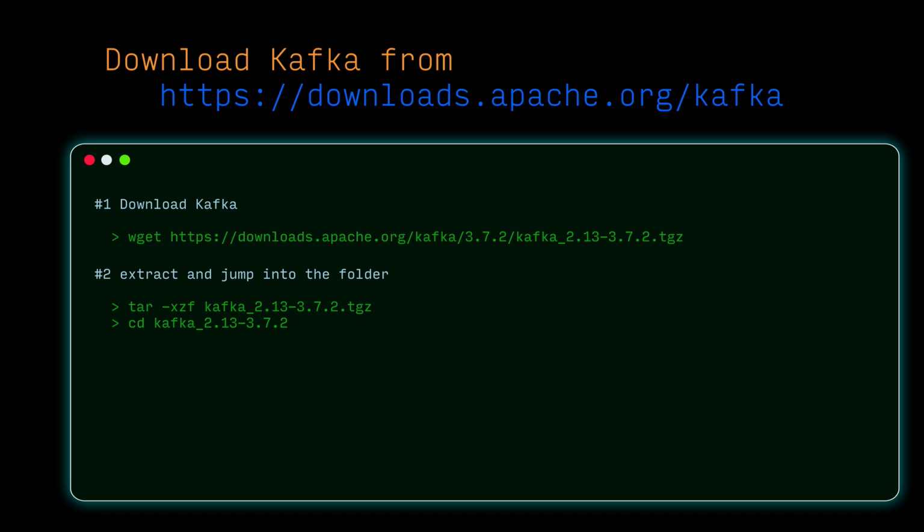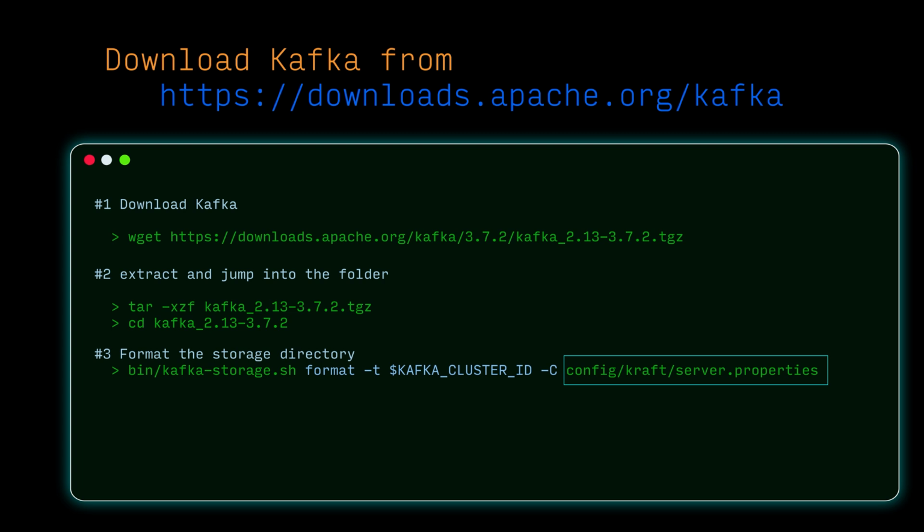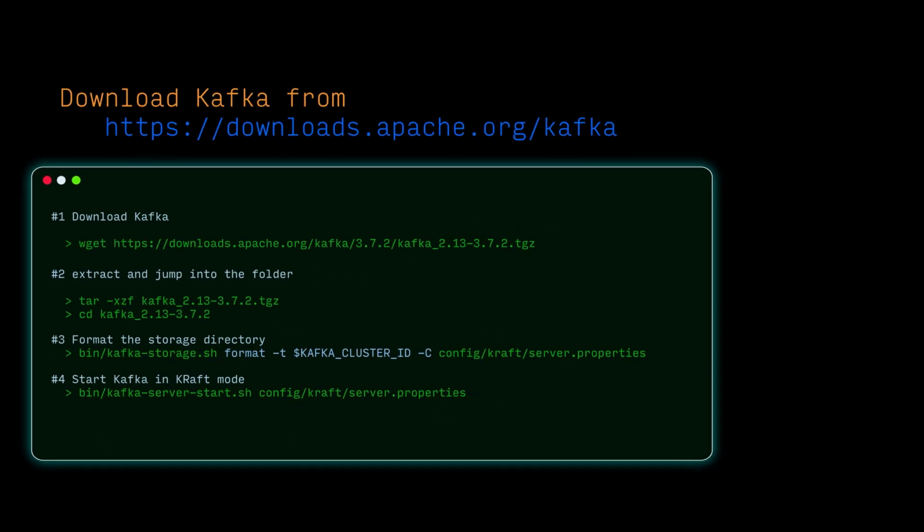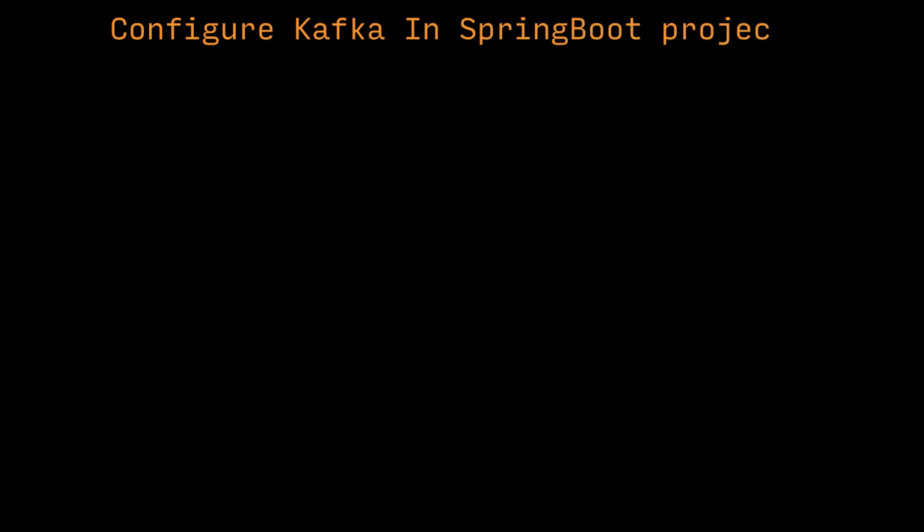Next, we have to set up the Kafka cluster using KRaft. This is the replacement of the traditional metadata manager Zookeeper in the latest versions of Kafka. Then we finally start Kafka in KRaft mode, and now the Kafka server is ready. Next, moving to the application, we'll write very simple logic to produce and consume a plain JSON for Kafka.